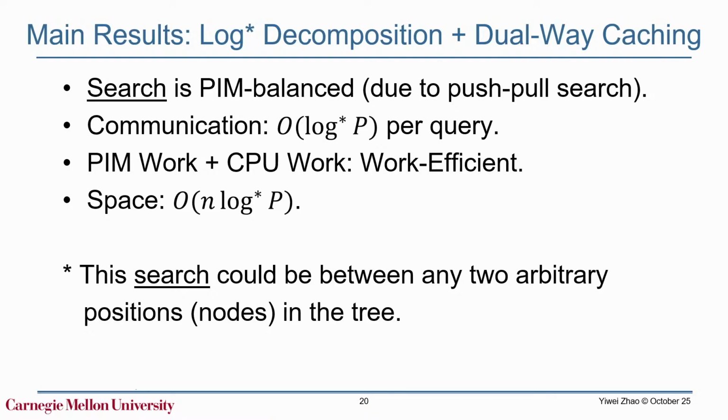So the main result after adding log star P decomposition and dual-way caching together is that all of these bounds are still kept the same. The only difference is that this search was previously only top-down searches. Now this search can be between any two arbitrary positions, which means internal nodes inside the tree. And no matter where these two positions are, the paths between them always cross log star P groups, which causes log star P communication. All of these bounds still hold.